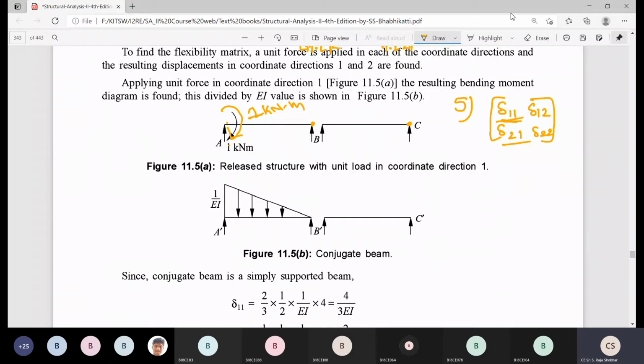Just draw the bending moment diagram. So this is 1, intensity is 1, here it is 0, here it is 0. Just join these 2 points, you will form this variation. Just divide with this maximum ordinate, divide with EI. So this will become the conjugate beam. This beam will become the conjugate beam. So right, first for the calculation of delta 1 1.